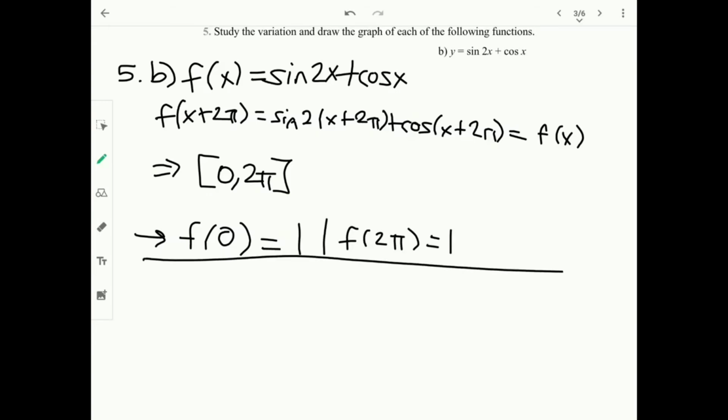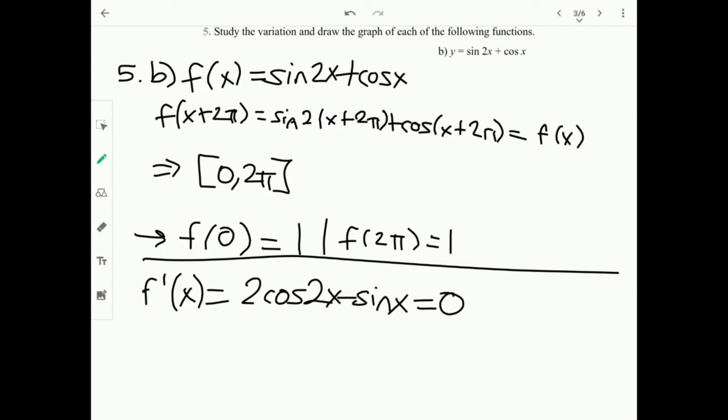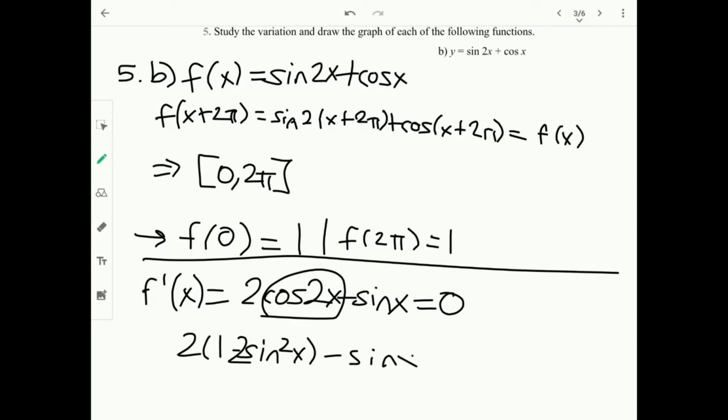Now we have to derive, right? So f prime of x is equal to 2 cosine 2x, sorry, minus sine x. Now we should set this equal to 0. Cosine 2x is equal to 1 minus 2 sine squared x, minus sine x equals 0. If we simplify, we should get minus 4 sine squared x minus sine x plus 2 is equal to 0. Let's just continue on the next page.